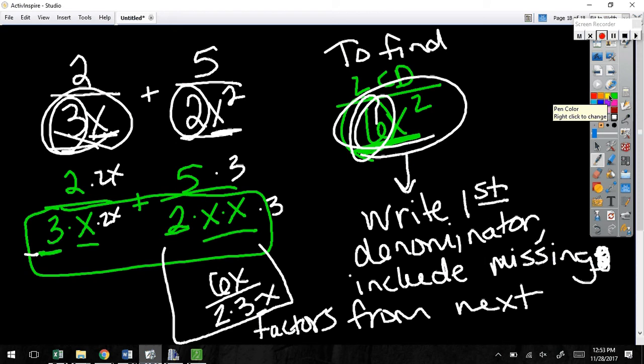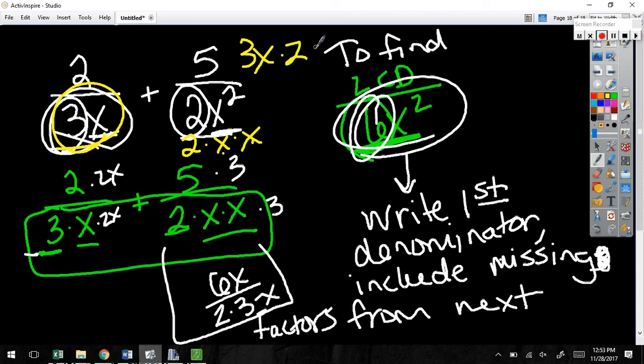So in other words, 3x, and remember this is 2 times x times x. I don't have a 2, I have an x, but I don't have a second x. So the LCD would be 6x squared. It's got to be completely factored first.